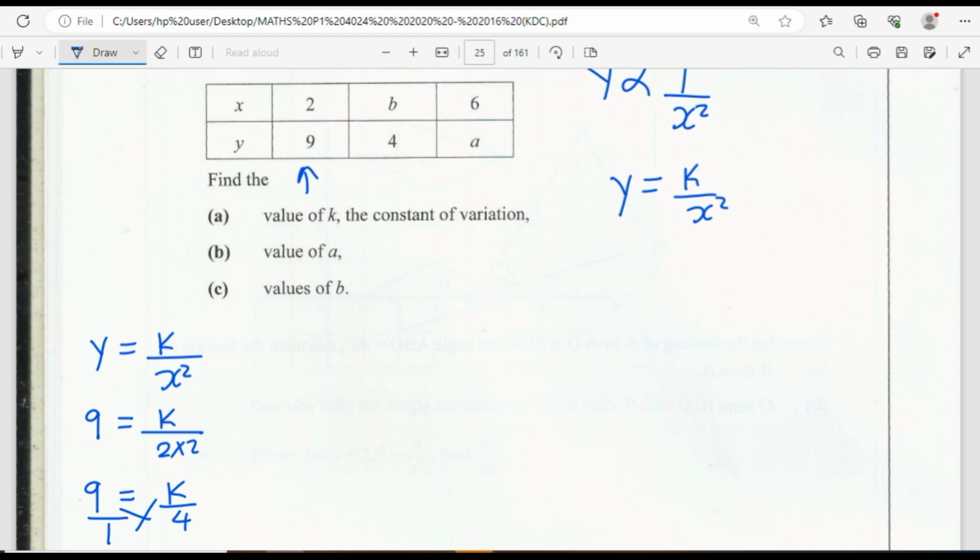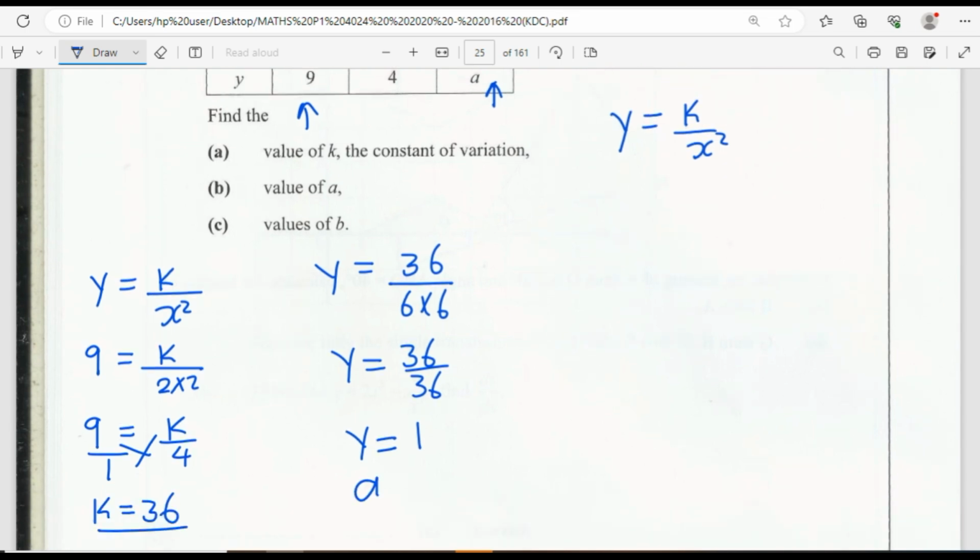So if k is 36, find the value of a. A is here, in the y. So y is equal to 36 as our k, over x, which is 6 times 6. So it's 36 over 36, which is y is equal to 1. Therefore, a is equal to 1.